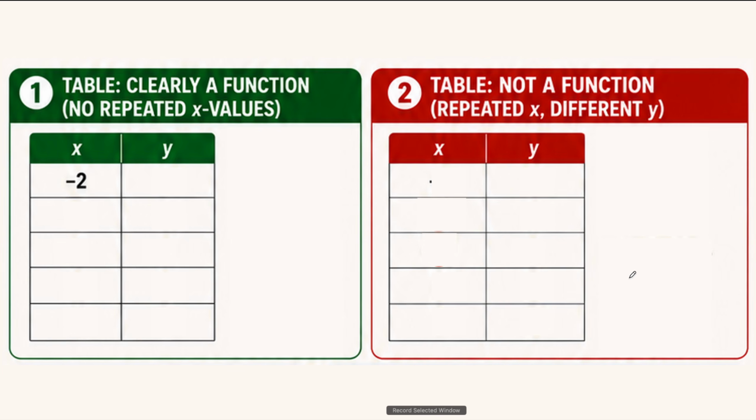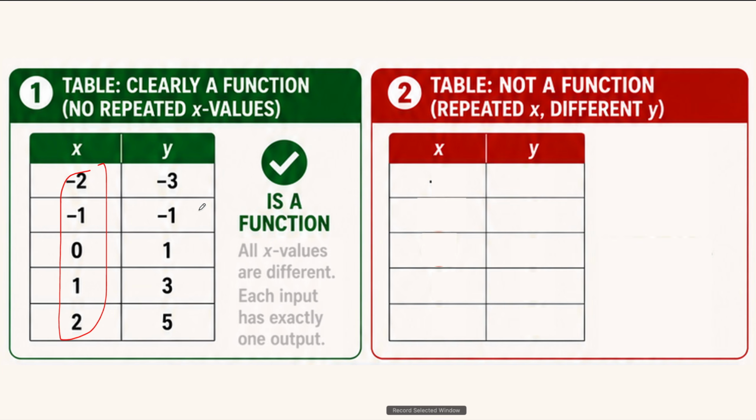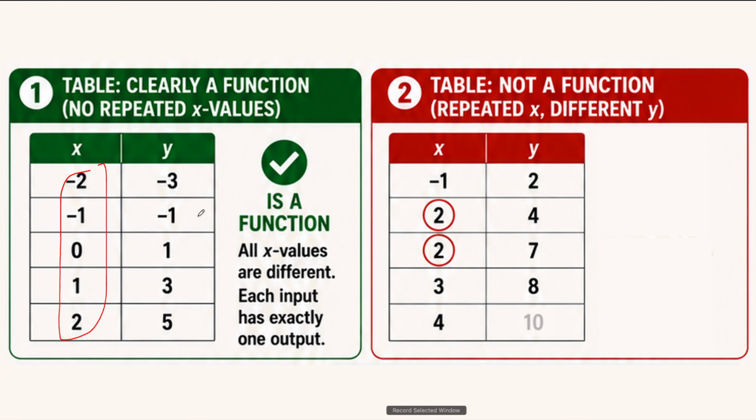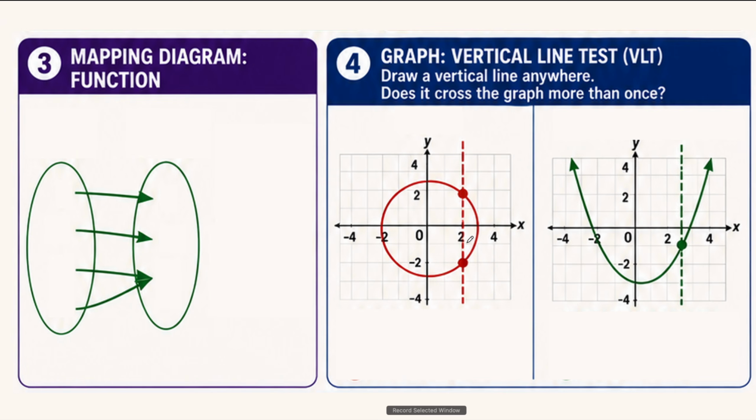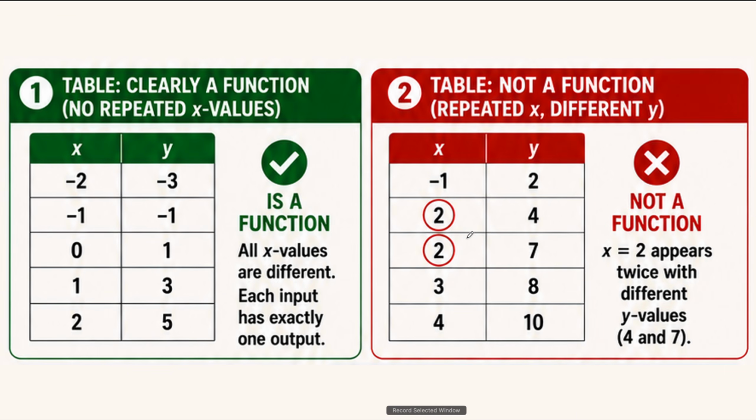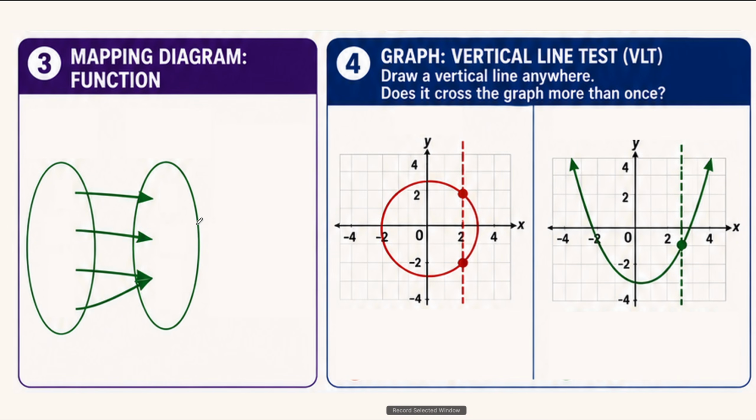So let's have another table. Clearly a function. This is an example of a function. Why? Because there are no repeated x values. Next, this is not a function because the 2 keeps repeating. It appears twice.